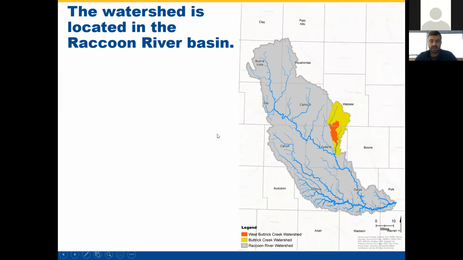If we zoom out and look at how West Buttrick Creek falls into other watersheds throughout the state, the red outline is the West Buttrick, and the yellowish, it could be kind of orange, I suppose, is the larger Buttrick Creek watershed. Both of those fall within the Raccoon River watershed, that grayer outline, which starts all the way down in Polk County, just south of our office in Des Moines, stretches all the way up into Pocahontas and Buena Vista County, and covers a nice swath through western central Iowa.